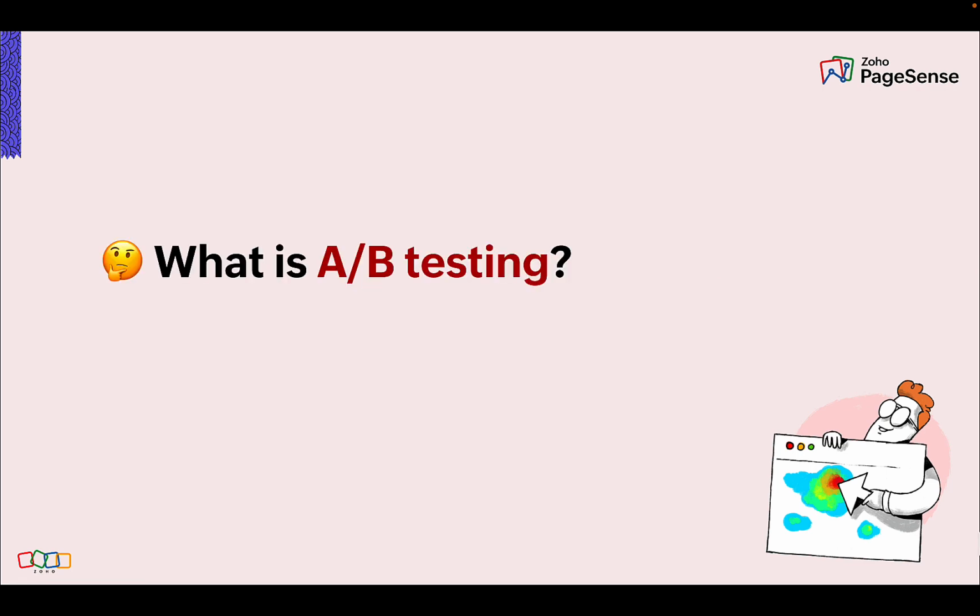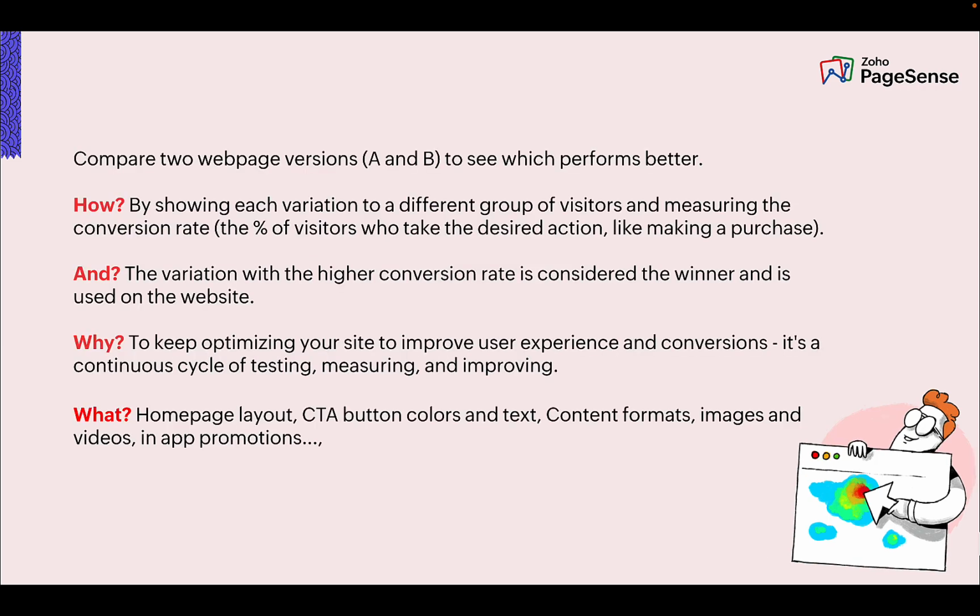So let's move on to A/B testing. So what is A/B testing? A/B testing is when you test two versions, A or B, of the same variable, such as a landing page or page elements, to identify which one performs better. The basic idea behind this is to run both versions simultaneously to see which one has the highest impact. So here's how it works.